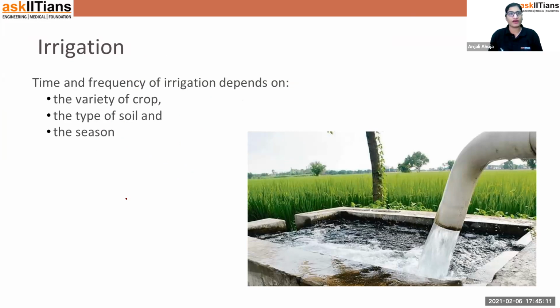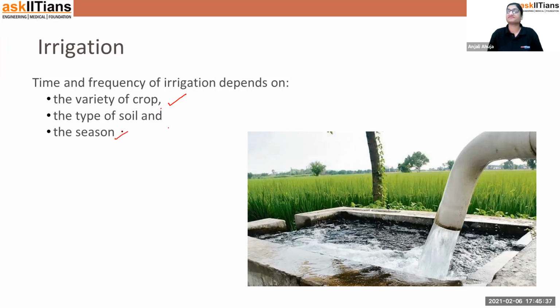Suppose I am going to give water to the plant. That depends upon a number of factors. The variety of the crop: rice crop needs a lot of water, while a desert crop requires less. Then the type of soil. If I talk about India, the soil in the northern area as compared to the southern area is different, because in the northern area you'll find more porous and more fine soil.